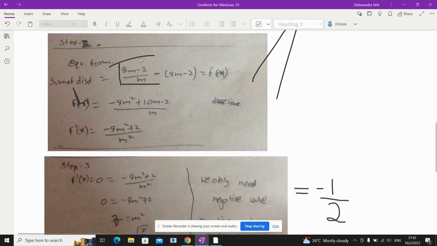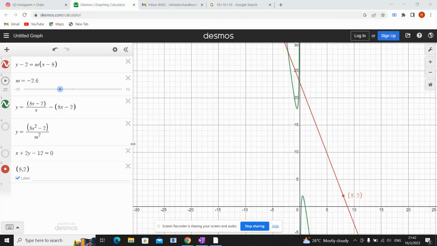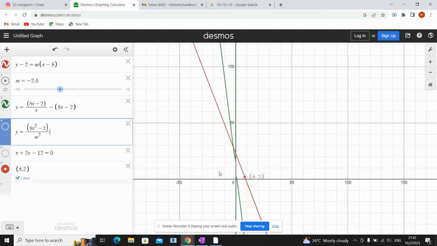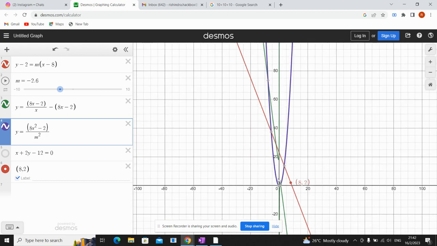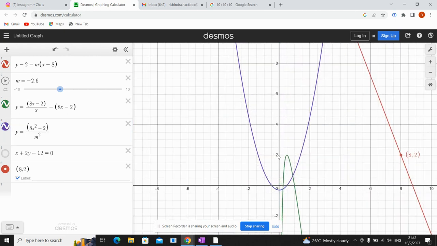Okay, this line can also be represented as, if we multiply and divide this 8m minus 2 by m, we can write it like this. And when we differentiate this, f dash will be minus 8m square plus 2 by m square. Okay, look at this. This is the differentiation part. Get it? Well then, let's look at the blue graph, right? This is the graph for the differentiated equation.